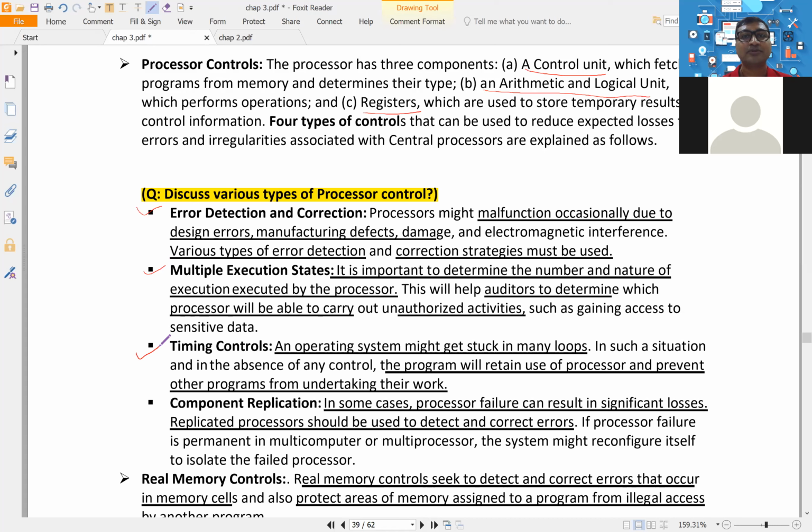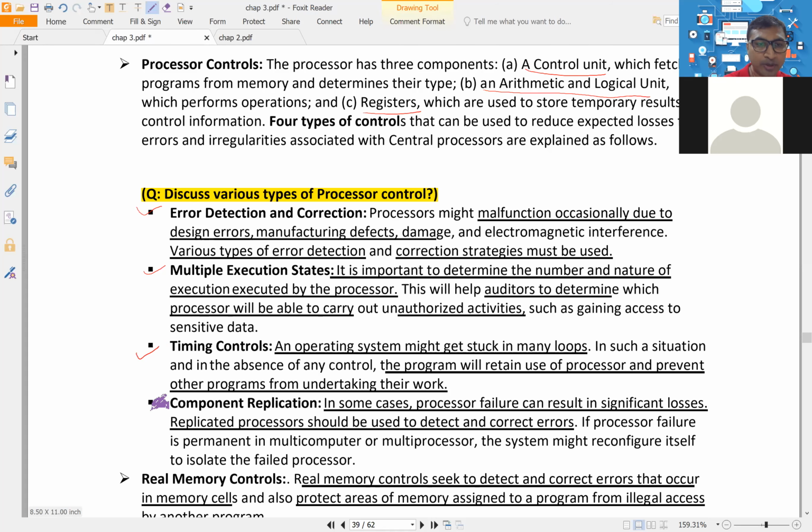Because sometimes your application will get stuck and it will not allow other programs to use CPU. In such a case, we require timing control through which we can forcefully close the application. We mean the operating system forcefully closes the application. I have given the diagram also for conceptual clarity.